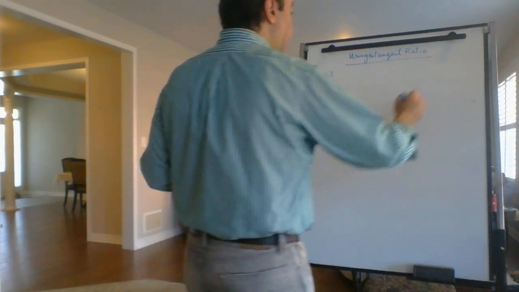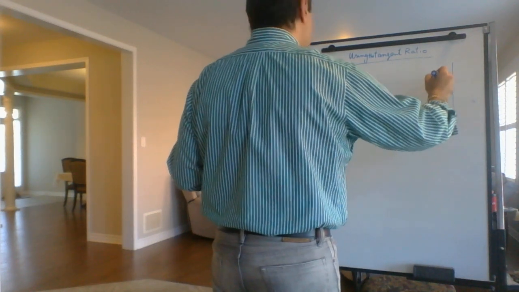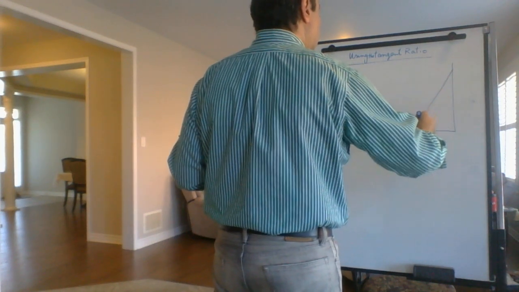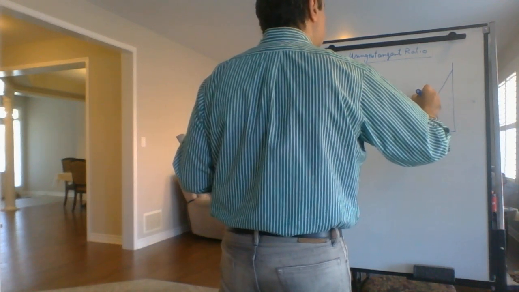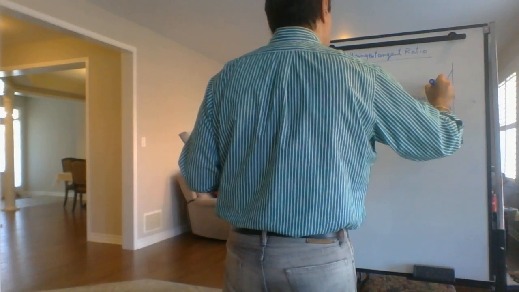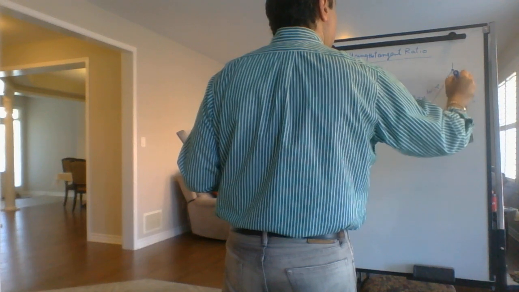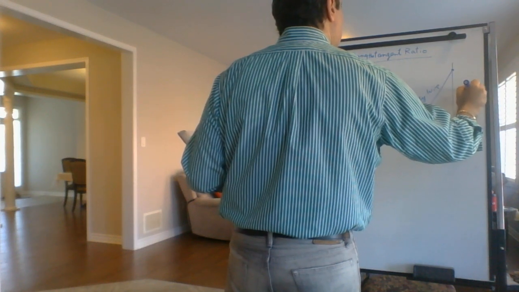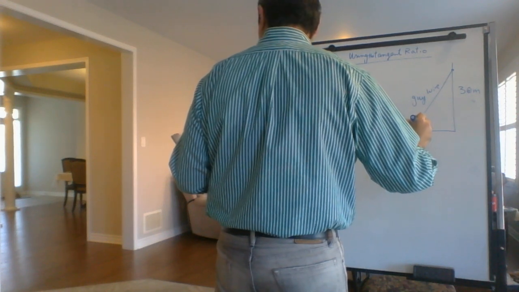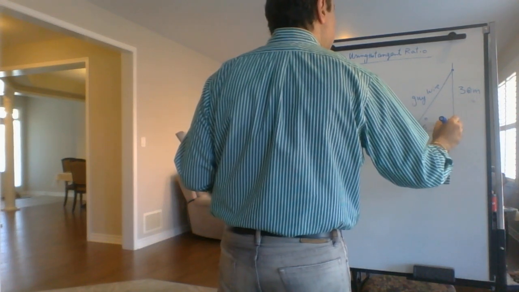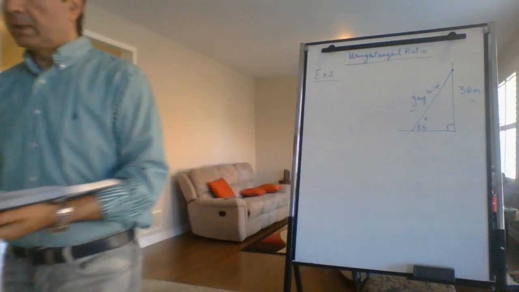So we have a radio transmitter that is supported with a guy wire. This wire reaches up to 30 meters tall, and this angle is 65 degrees, and this is a right triangle. We need to find the length of the guy wire.